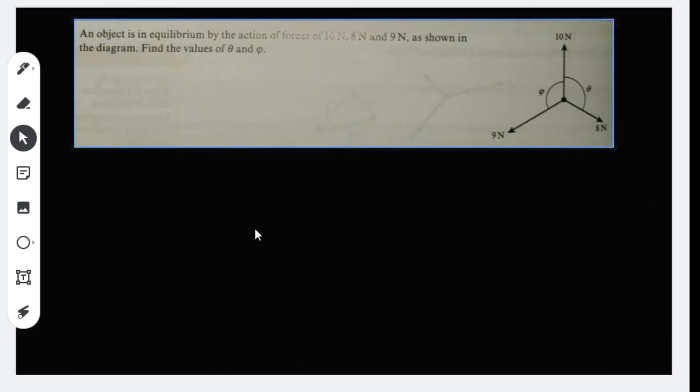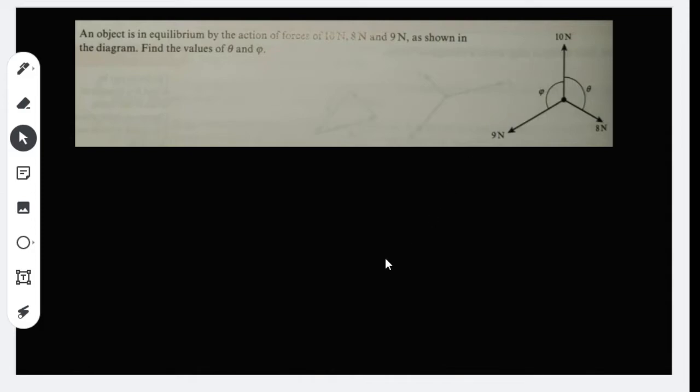Okay, the problem says an object is in equilibrium by the action of forces of 10 Newton, 8 Newton, and 9 Newton as shown in the diagram. Find the values of theta and p. So the problem is asking us to find the two angles. In the diagram, you can see that the given are only the forces: 8 Newton, 9 Newton, and 10 Newton. The unknowns are theta and p.